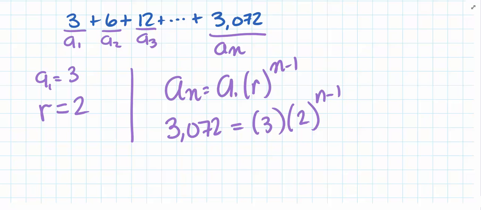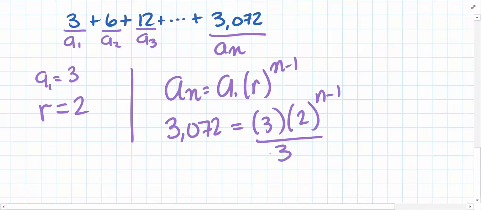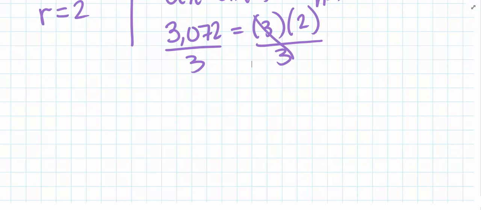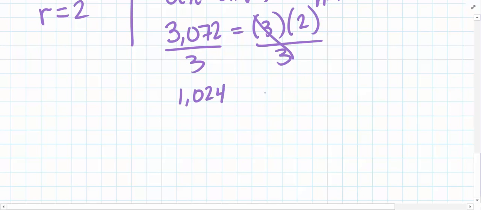You guys follow along with this? Is this making sense to you so far? All right. What do I do now? Who's got a good idea? Divide by 3. I think that's a great idea. Let's divide by 3. Okay. What's that give me? 1024 is equal to 2 to the n minus 1, all right?